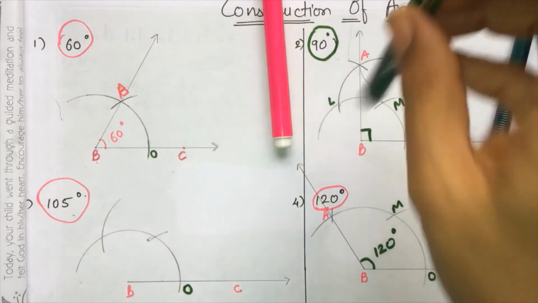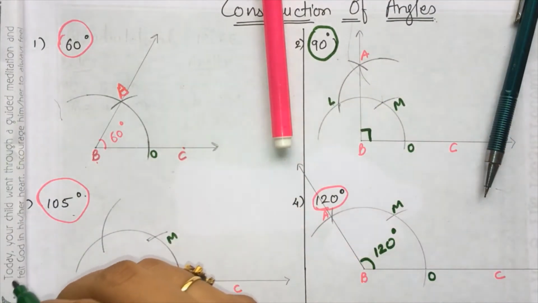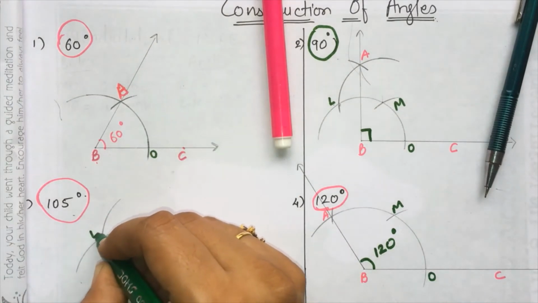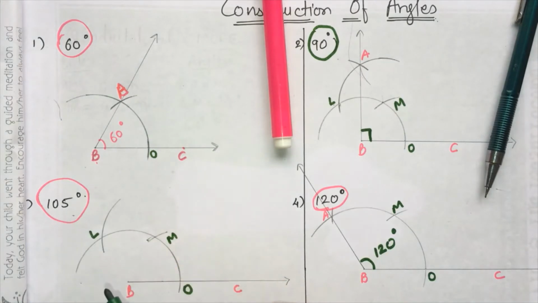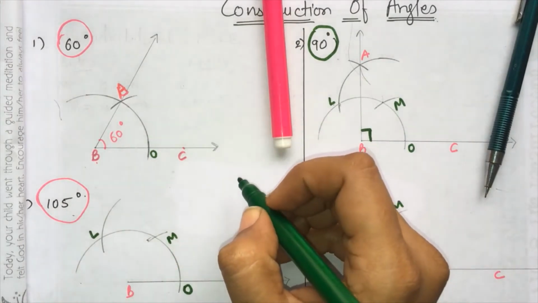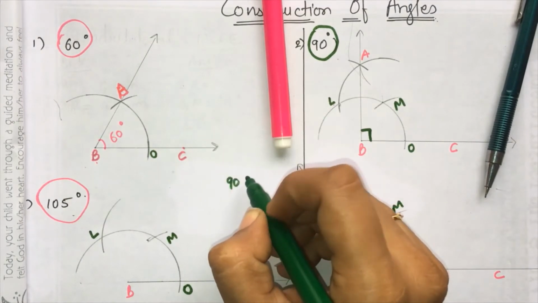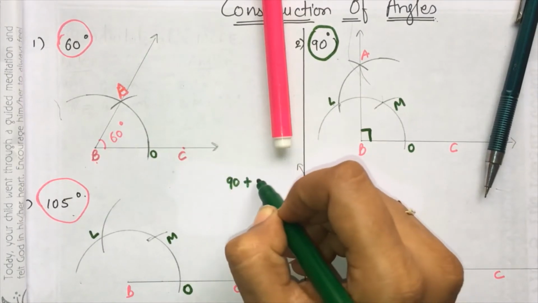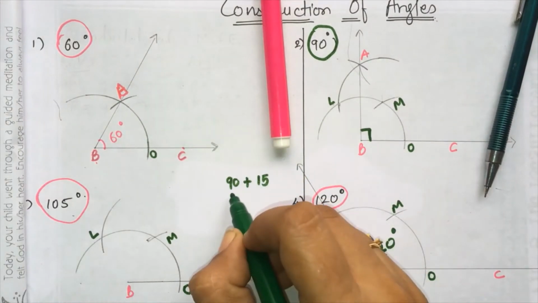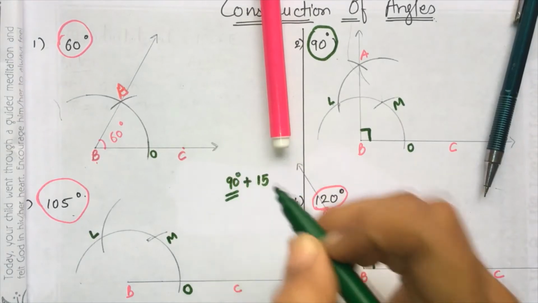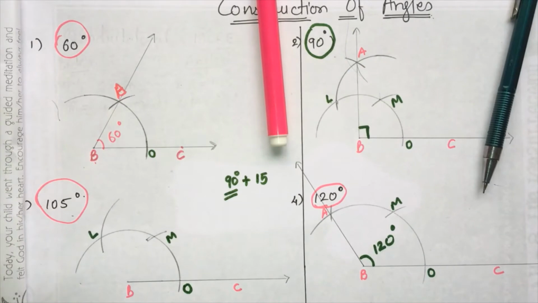Okay, so this much you know. So this will be M, this will be L. Now you know that 105 means what? 105 means 90 plus 15, right? So you know how to construct 90 degree. First this we have done. So till this everything will be same.